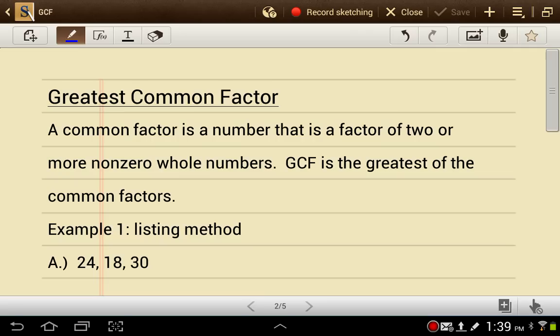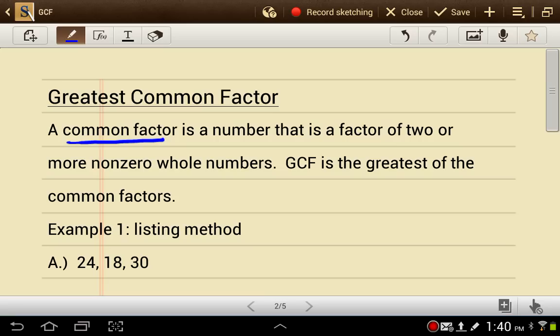A common factor is a number that is a factor of two or more non-zero whole numbers. That makes it common. So 2, for example, is a factor in 6 and it's a factor in 8. That makes 2 a common factor of 6 and 8. Today we're going to be focusing on the greatest common factor.